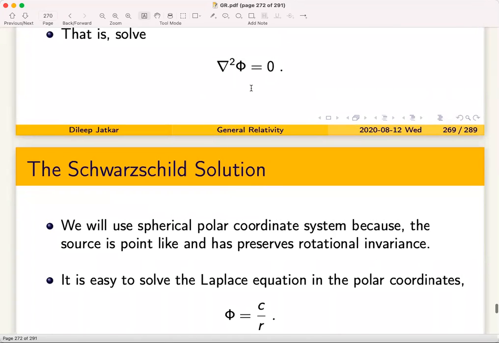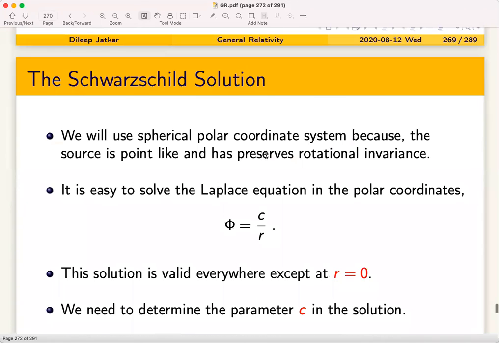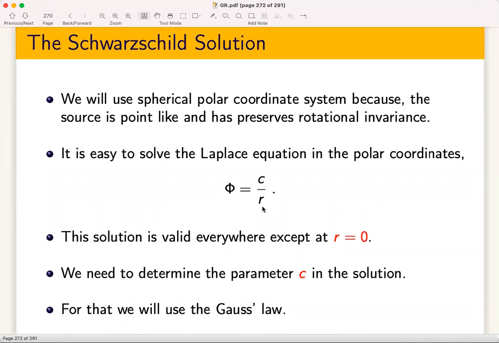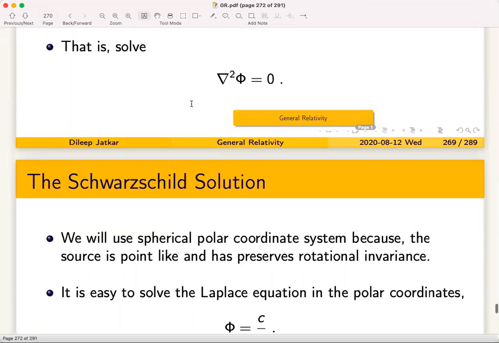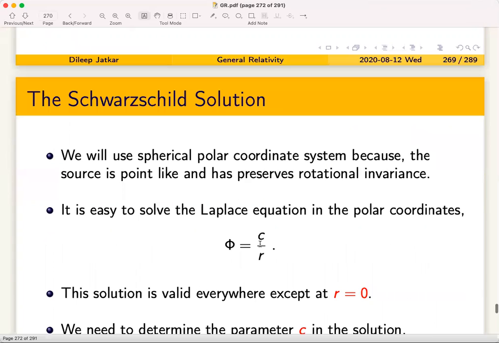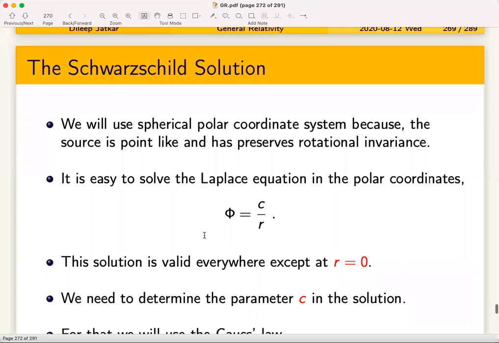Now, this is something you must have done, solving the Laplace equation in flat space using the spherical polar coordinate system, and the solution is phi is equal to some constant by r. You can check that. You can write the Laplacian as 1 over r squared del r r squared del r plus some angular part. Since our solution is spherically symmetric, it has no angular dependence, so the angular part of the Laplacian gives you 0, and 1 over r squared del r r squared del r is solved by some constant by r. It's just a few line calculation, really one line.